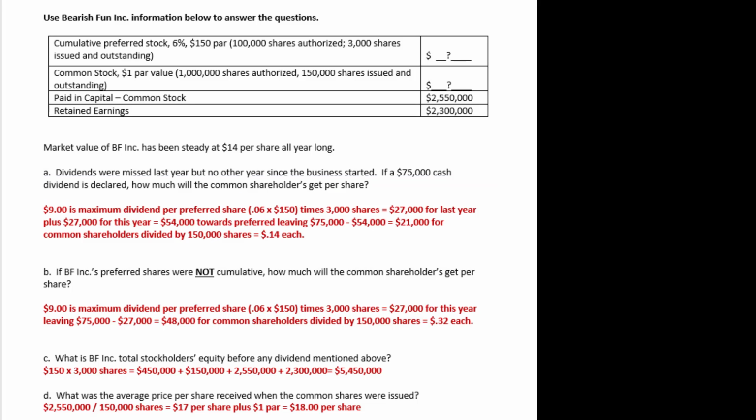So if we take that paid-in capital in excess of par and divide it by the 150,000 shares issued, that's $17 per share that was put in the excess of par account, and we know par is $1, so we would add those two together, and on average they got $18 per share.